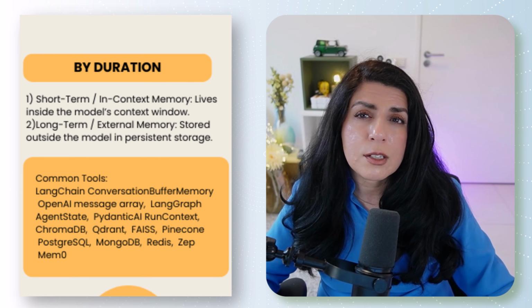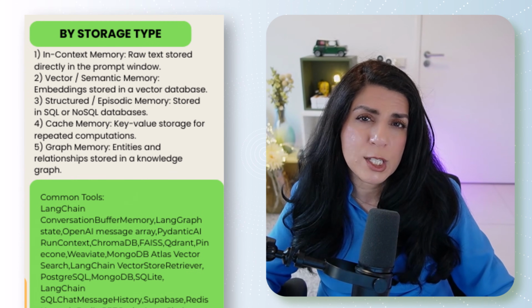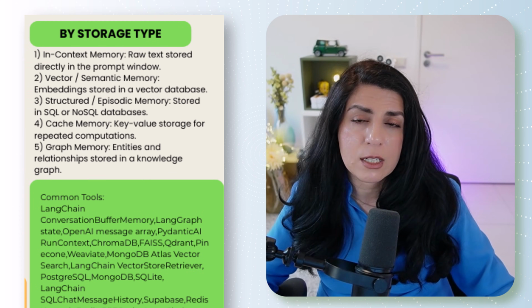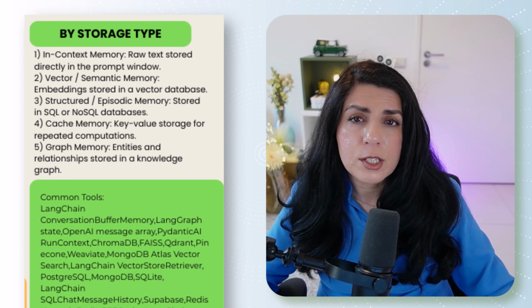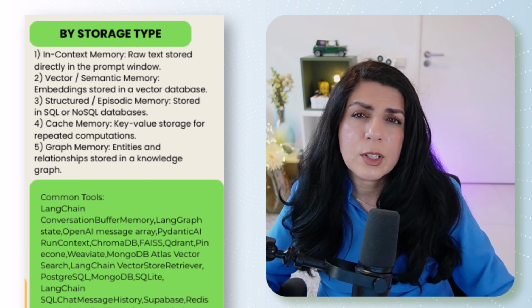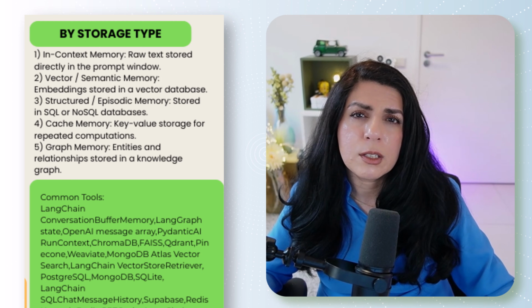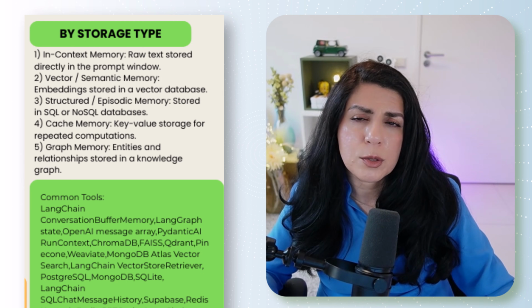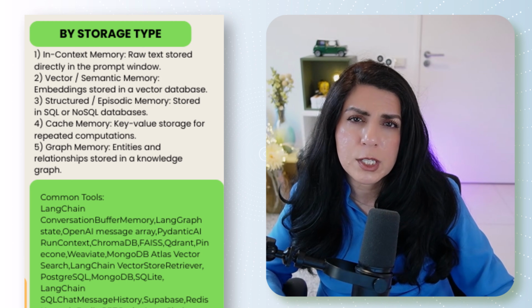Then we can think of memory by storage type, where it lives. It could be in context, raw text sitting directly in a prompt window, the simplest form. Then we have vector or semantic memory, where embeddings are stored in a vector database and retrieved by similarity.